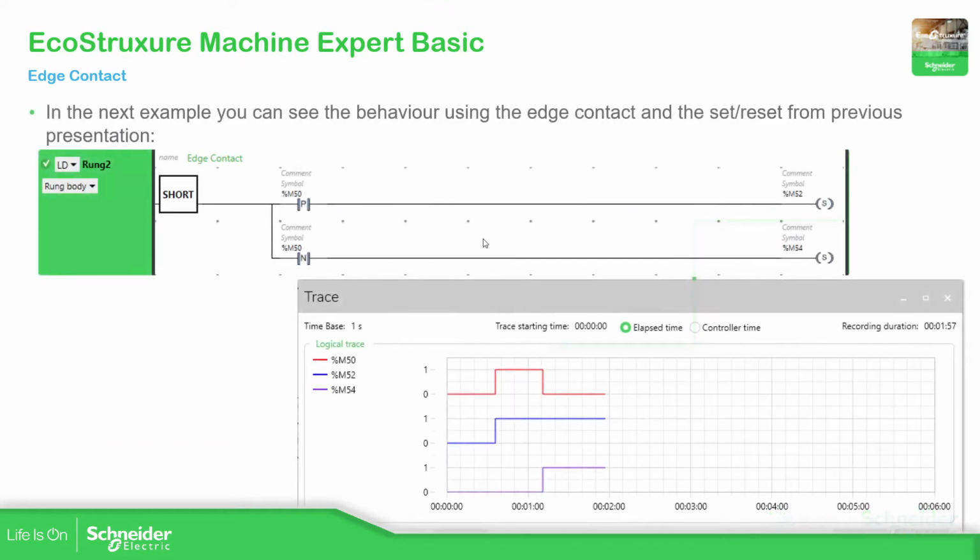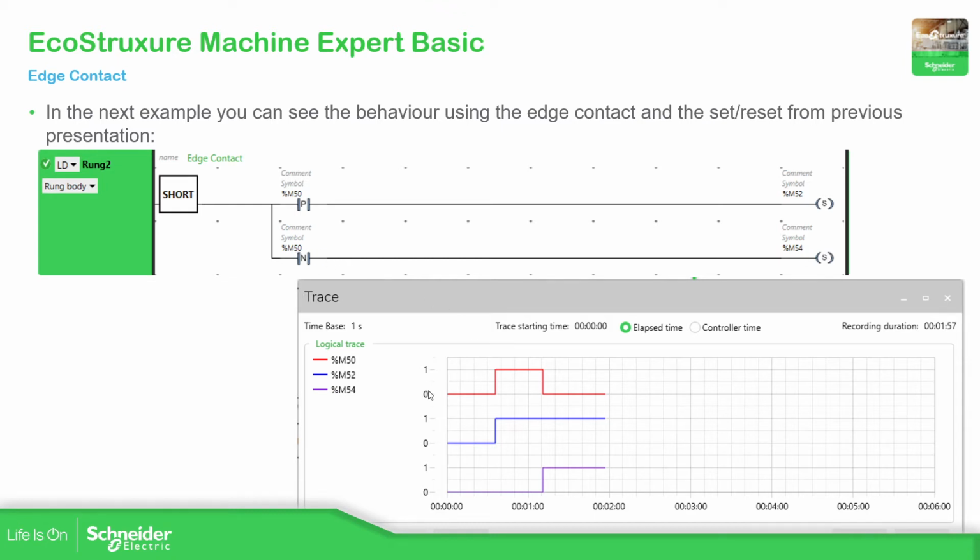So in this example that I have done here, you can see the trace, and it's linking to these three variables over here. I'm using in the same run this variable, the M50, in two different contacts for the positive and the negative. And at the other end, we have two variables with the set. So we are setting the M52 when it detects a rising edge over here, and I'm going to set this M54 to true when it's the negative.